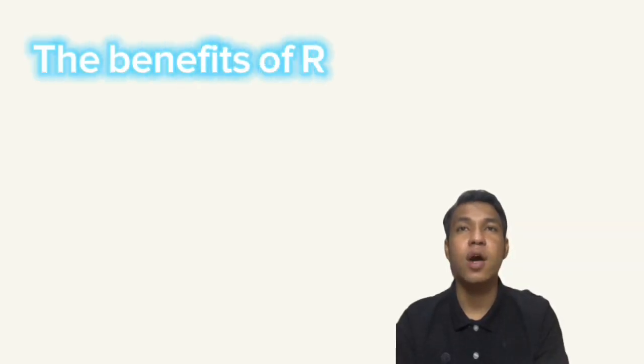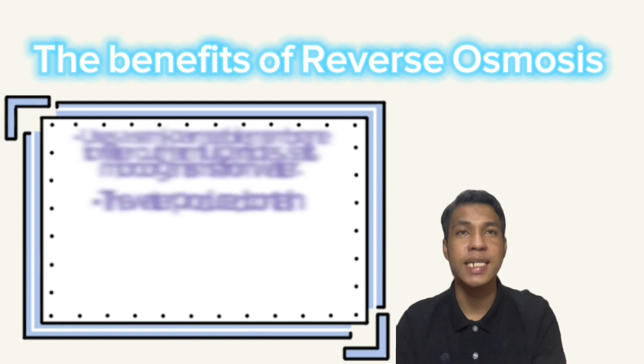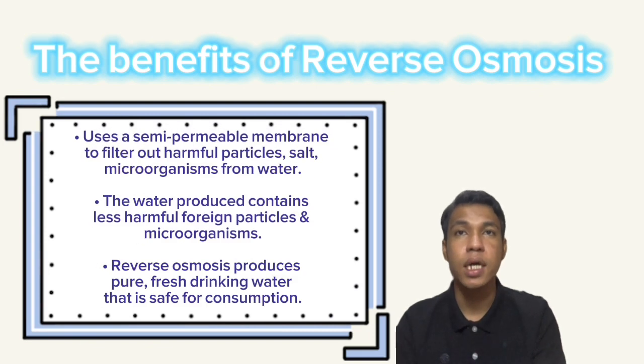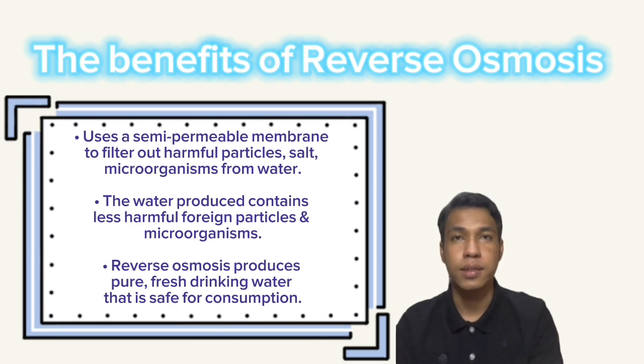One of the benefits of drinking reverse osmosis water is that the water purification process uses a semi-permeable membrane to filter out harmful particles, salt, and microorganisms from water. So, the water produced contains fewer harmful foreign particles and microorganisms, and the water is pure and safe for consumption.